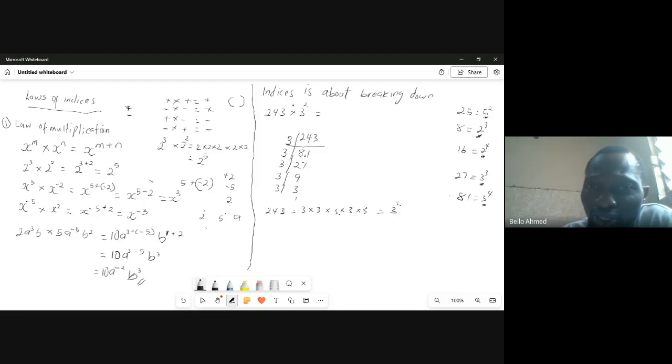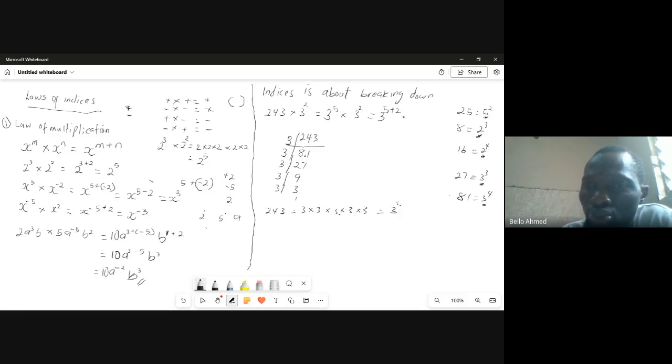Go back to this. Can you see this question? That's going to be 3 raised to power 5, then times 3 raised to power 2. So that's 3 raised to power 5 times 3 raised to power 2. According to law of indices, pick one base because they're the same. The power here is 5, multiplication means plus, and the power here is 2, right? Good.